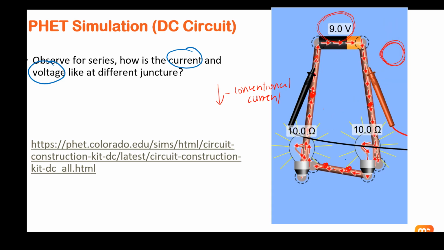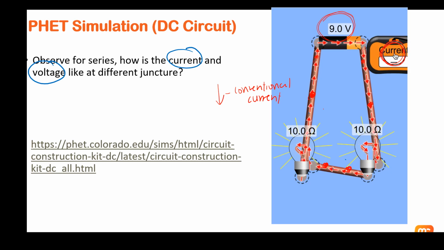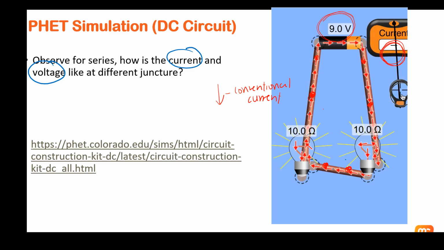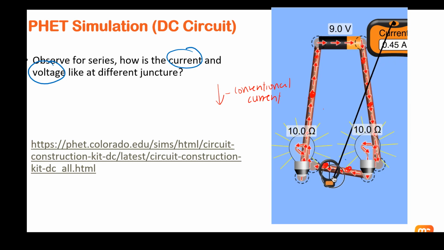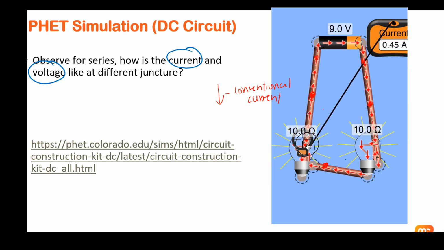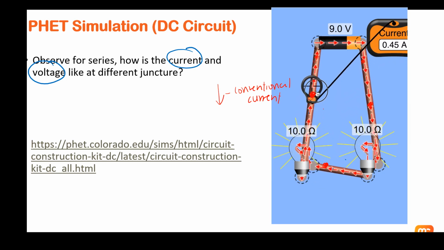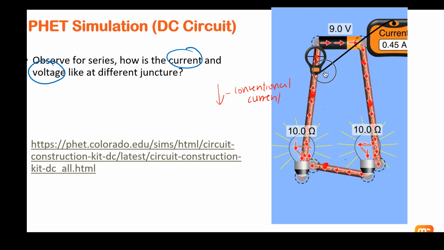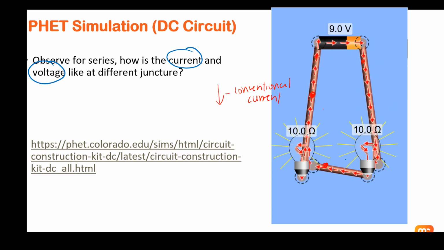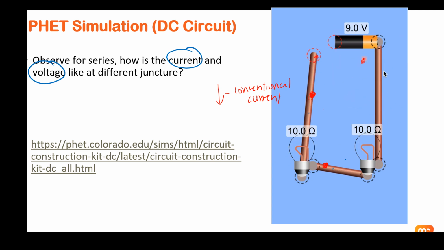Okay, which means that the voltage, or the potential difference, or the energy that's given by the battery is now shared very equally by these two bulbs with the same resistance. Right, and on the other hand, if I measure the current at different juncture, you will see that it remains the same amount of current. Why? Mainly because there's only one path for it to move through, right? So obviously the current has to be the same throughout the circuit.